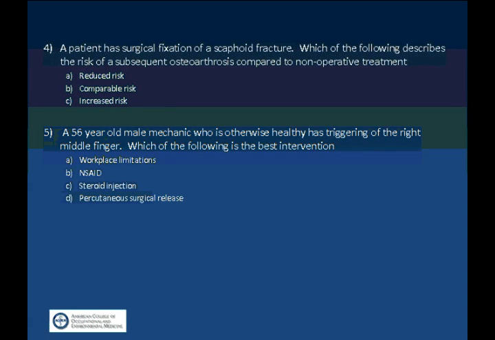And number 5, a 56-year-old male mechanic who is otherwise healthy has triggering of the right middle finger. Which of the following is the best intervention? A, workplace restrictions, nonsteroidal anti-inflammatory, steroid injection, percutaneous surgical release. I would, in this case, educate the patient. I would recommend nonsteroidal anti-inflammatories, and I would probably do a steroid injection.